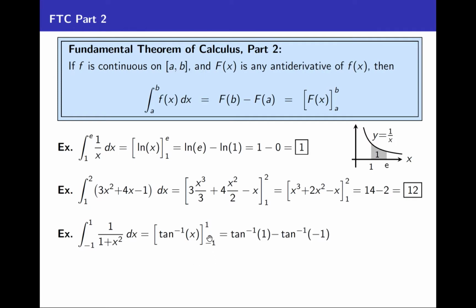Plug in those numbers, those limits of integration, and we get this difference. Tangent inverse of 1 is pi over 4. Tangent inverse of -1 is negative pi over 4. So our answer is pi over 2.